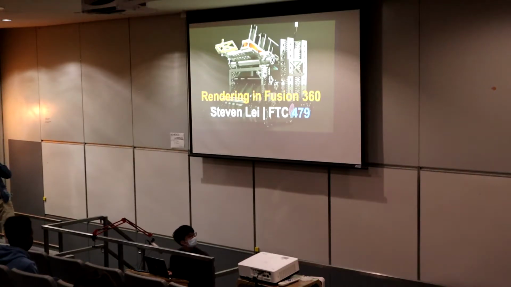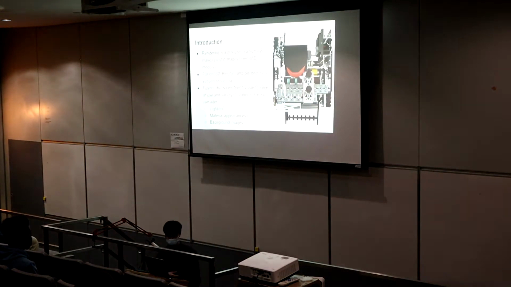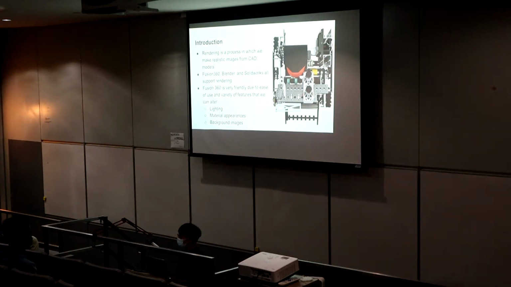So I'll start off. We're going to be using Fusion 360. Everyone knows what Fusion 360 is? Okay. A little introduction to what rendering is. Rendering is pretty much creating realistic images from your CAD model. Normally when you have a CAD model, you have that really crusty, blocky texture. And rendering is putting it in some image processing software and making it look realistic.